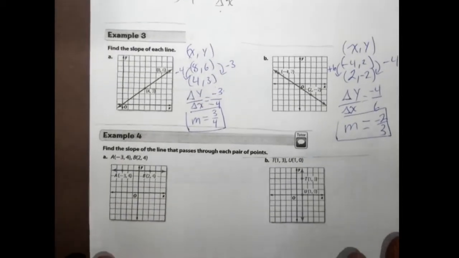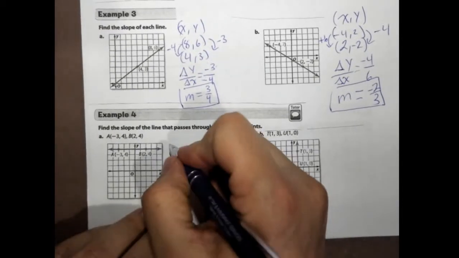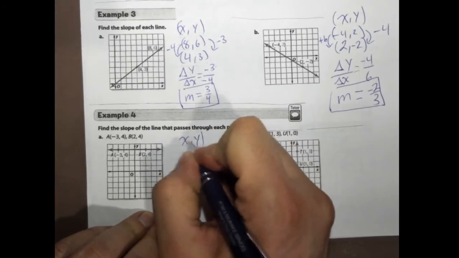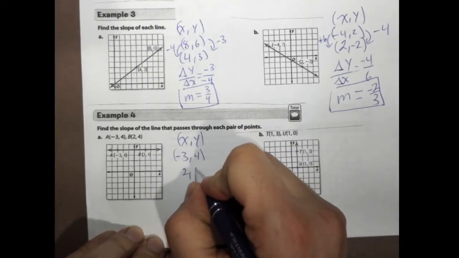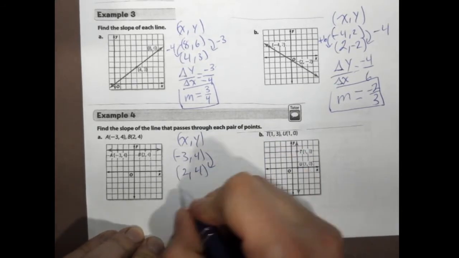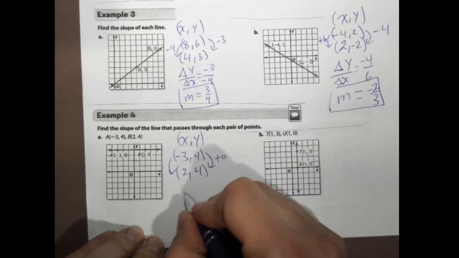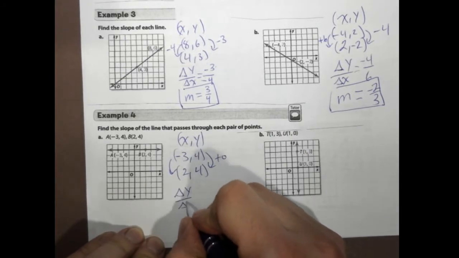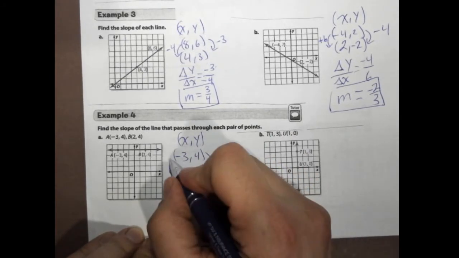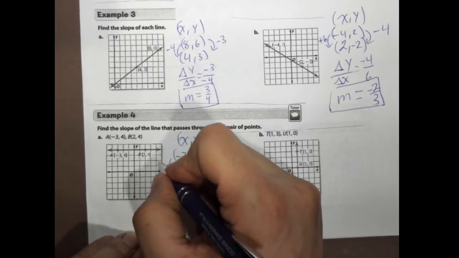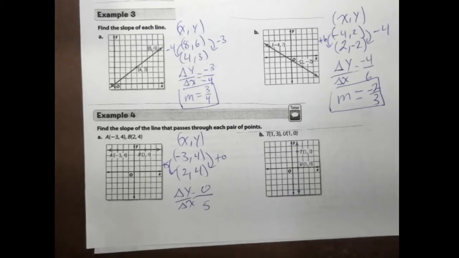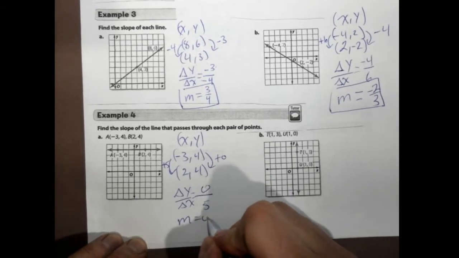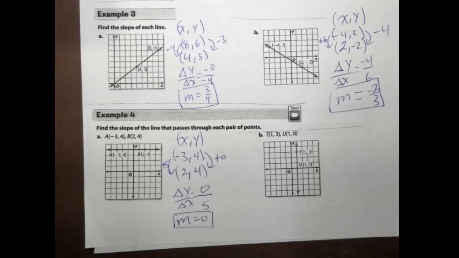Alright, next example, example 4. Do the same thing. We have (-3, 4) and (2, 4). Well, from 4 to 4, we add 0. From negative 3 to 2, we add 5. So we get 0 over 5. So my slope would be 0 or no change, a horizontal line.